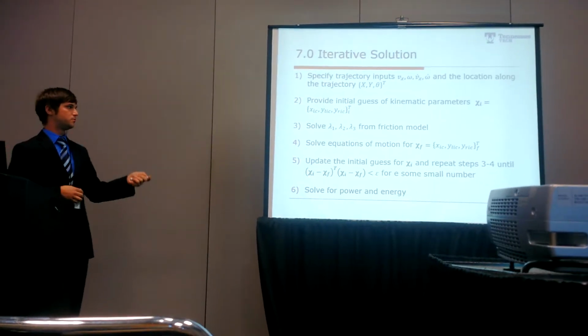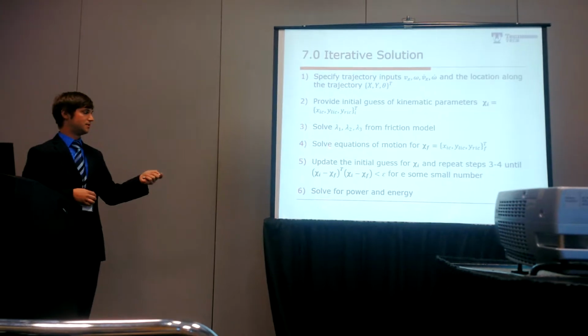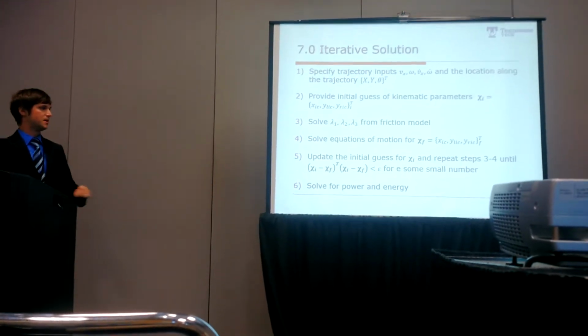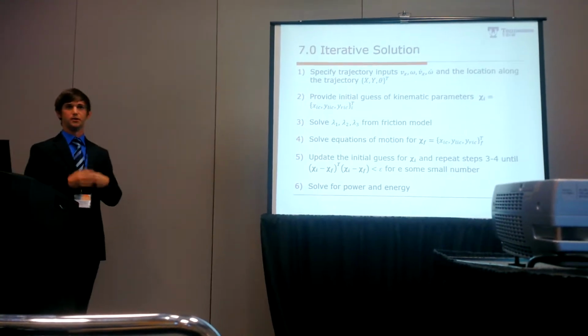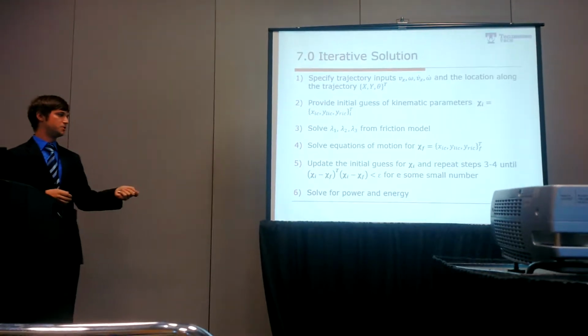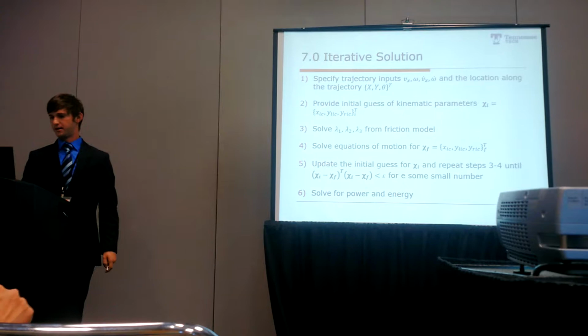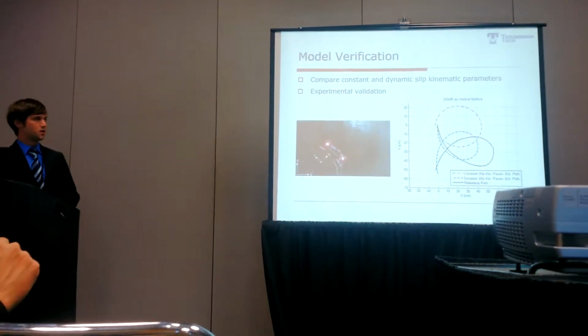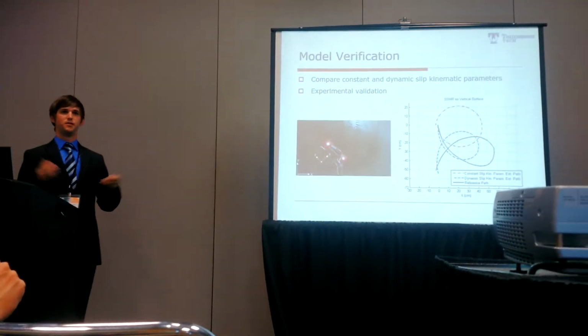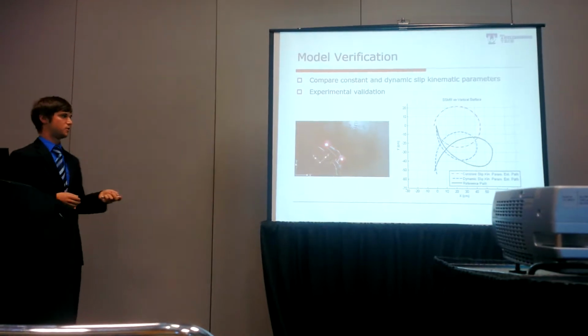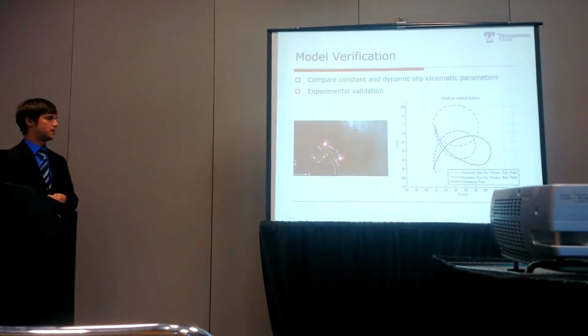And then we'll iteratively repeat these last two steps until we find a set that is no longer changing at some tolerance. We can use that set to solve for power and energy, and then we repeat the whole process for the next time step. So since the dynamic model is the fundamental principle of our work, we're going to show a quick validation. So here is our experimental setup.